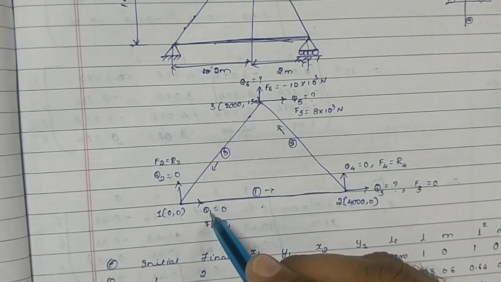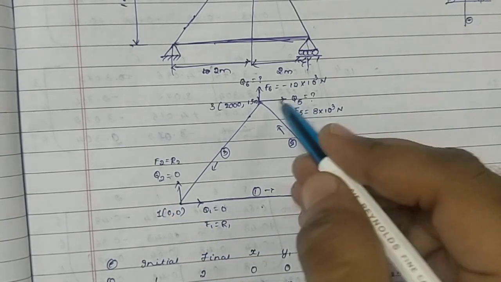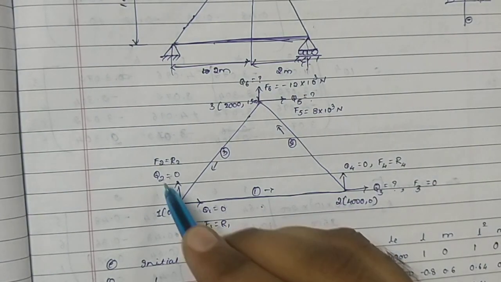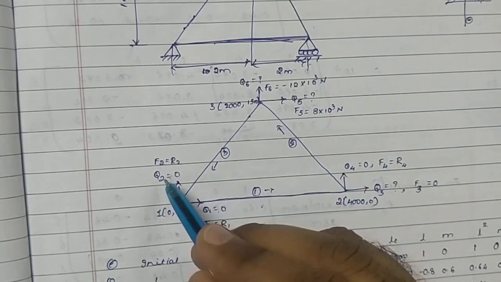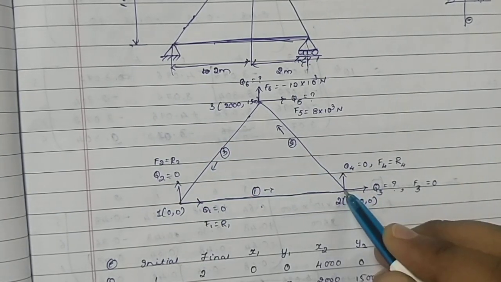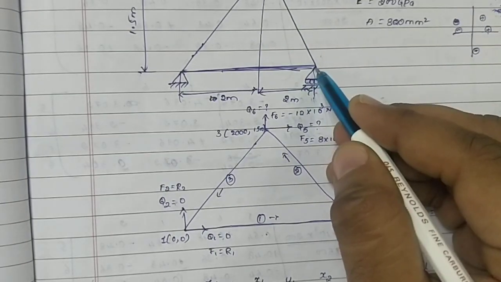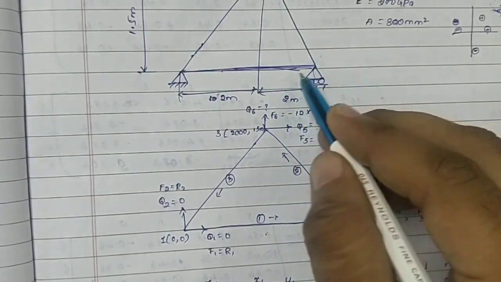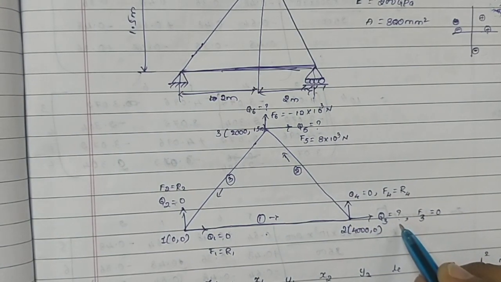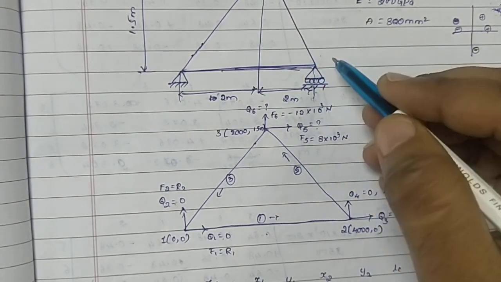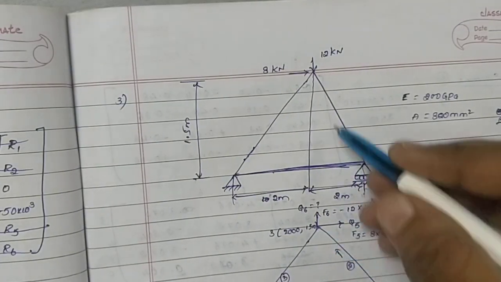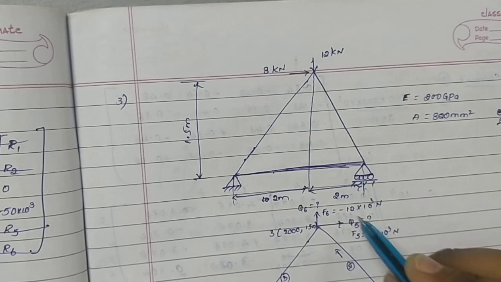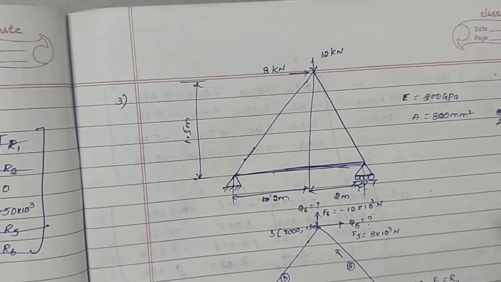Next, displacements and forces: Q1, Q2, Q3, Q4, Q5, Q6, and forces F1, F2, F3, F4, F5 and F6. Since this is completely fixed, Q1 is 0, Q2 is 0. Coming to this point, it is a roller support, so it can move in the x direction. So Q3 will not be equal to 0; Q3 we have to find out, put it as a question mark. Q4, in the y direction it is fixed, the roller will not move in the y direction, so Q4 is equal to 0. Next, Q5, there is no fixed condition here, so Q5 we have to find out, and Q6 also we have to find out.